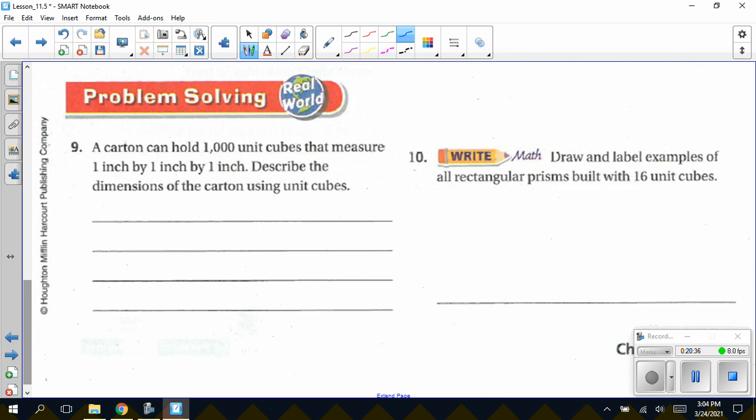For number 10, it does say draw and label all the rectangular prisms built with 16 unit cubes. You're not going to have to draw them, but just like how we did under the investigation part C, where we listed our dimensions for 8 unit cubes, you're going to do the same thing for 16 unit cubes. Think of the 3 numbers that when multiplied together equal 16. And then you will tell me how many rectangular prisms you've made. And that will be a fill in the blank.